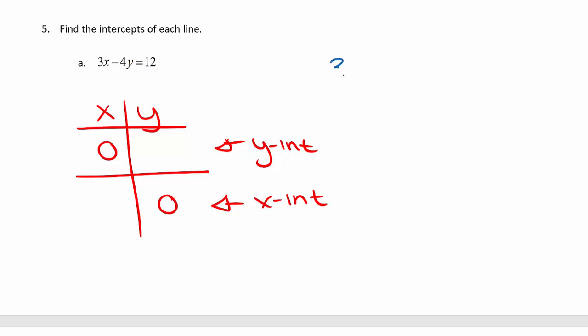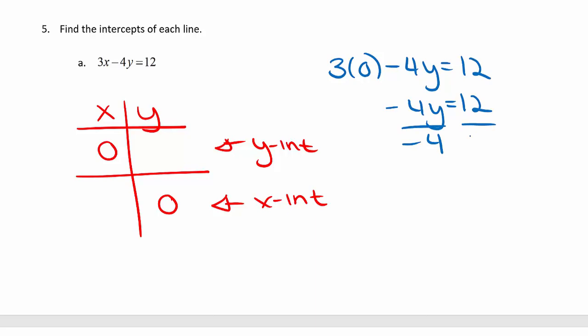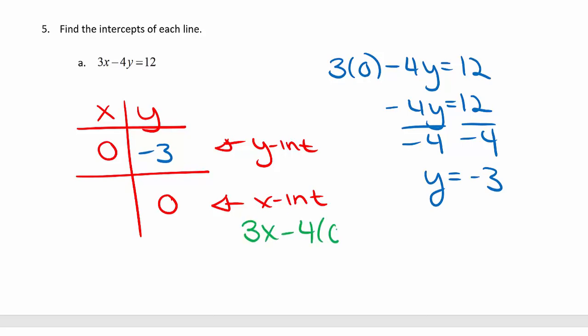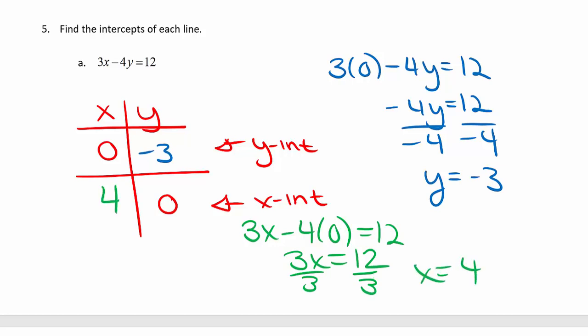So to find the y-intercept, I am going to replace x with 0 and then solve for y. In this case, I'm left with the equation negative 4y equals 12. If I divide by negative 4, I'm left with y equals negative 3. To find the x-intercept, I do something similar, except now I replace the y value with 0. So that gives me the equation 3x equals 12. I divide by 3, so x equals 4. So my y-intercept is the point (0, -3). My x-intercept is the point (4, 0).